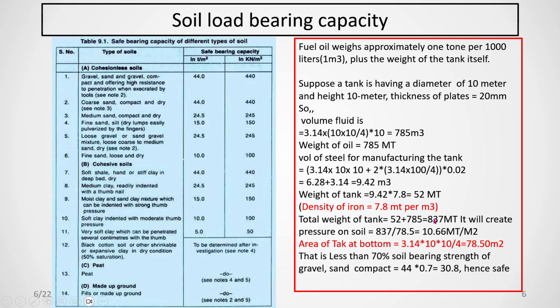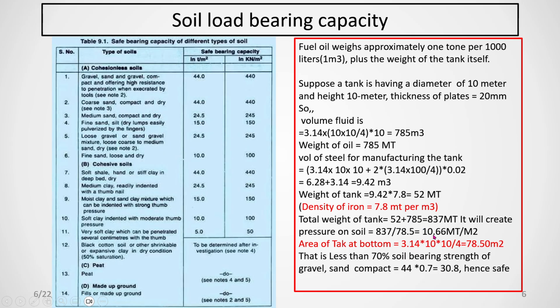So this total weight divided by 78.5 will give you the pressure, that is the weight of the tank plus the weight of the liquid, which gives the pressure on the soil. How much pressure will there be? Now 10.6 metric ton per meter square. Now we know the soil load bearing capacity is 44 ton per meter square.